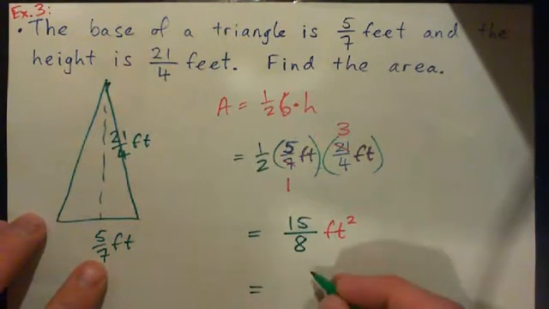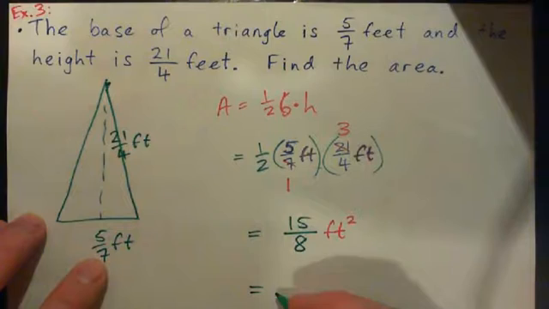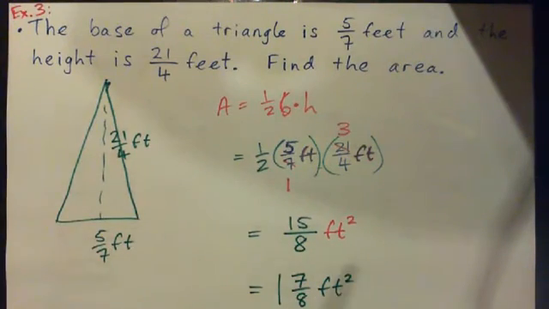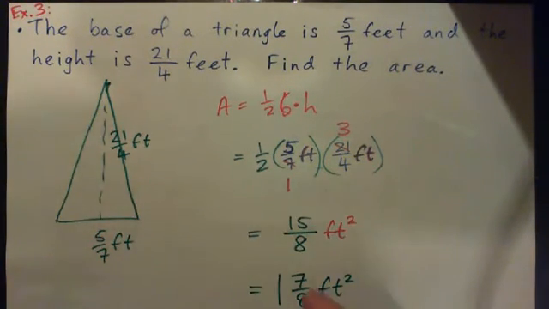Of course, later on we'll turn that into a mixed number. 8 into 15 goes 1 time, remainder 7. That's actually 1 7/8 square feet. But I don't think your homework problems will have these in them anyway.